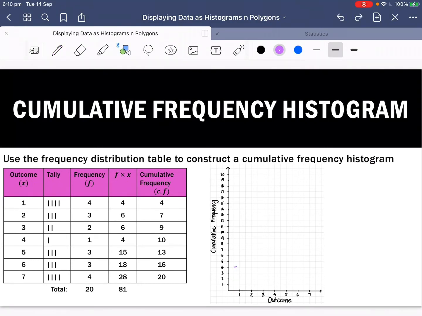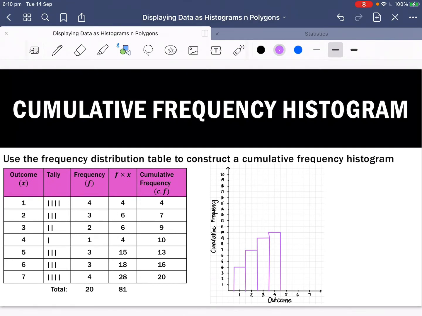I'm going to do this using nice straight lines. We're using a ruler here. Awesome. Then we have outcome 2 has a cumulative frequency of 7. So we're drawing nice straight lines, using our ruler to make our histogram. Then our outcome of 3 has a cumulative frequency of 9. Again, nice and straight, like so. Then our outcome of 4 has a cumulative frequency of 10, so we need a column that goes up to 10, like so.